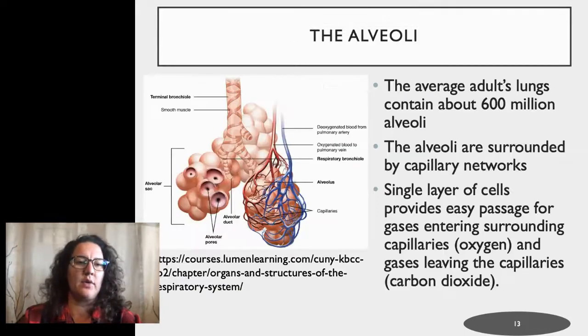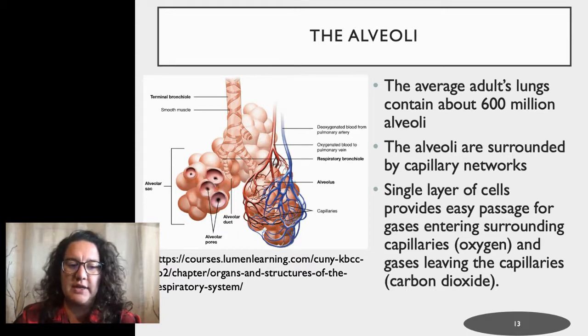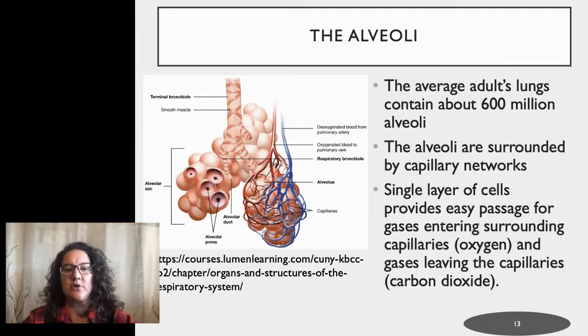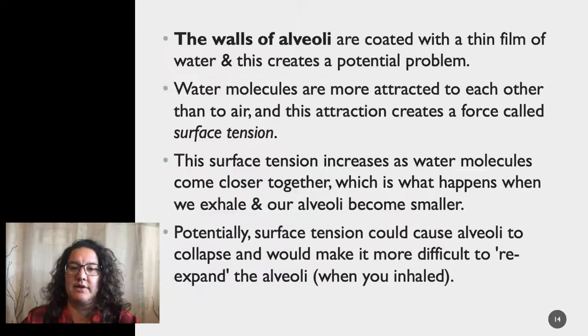So in the alveoli, there is a capillary bed where we have oxygenated and deoxygenated blood surrounding all these little air sacs. The average adult lungs contain about 600 million alveoli, and they're surrounded by capillary networks to allow for oxygen diffusion and carbon dioxide diffusion. And the single layer of cells in the capillaries, as well as the alveoli, allows for easy passage of gases in and out of the alveoli into the capillaries.